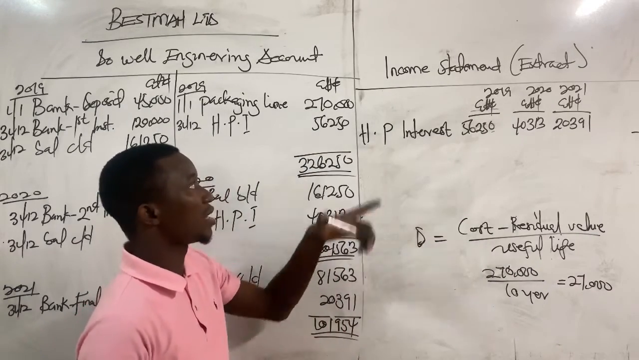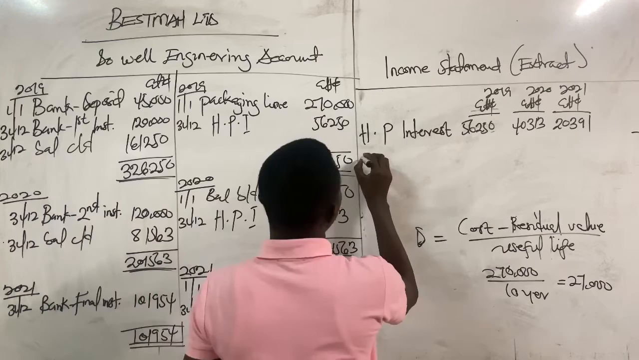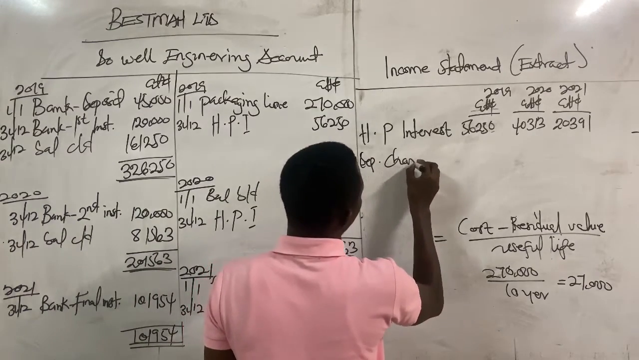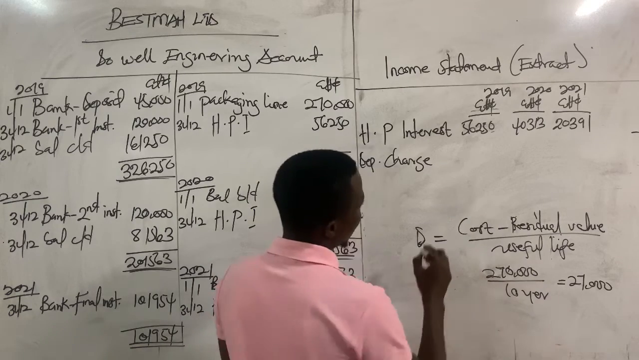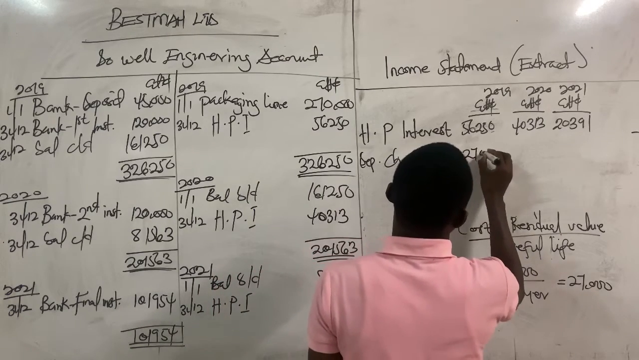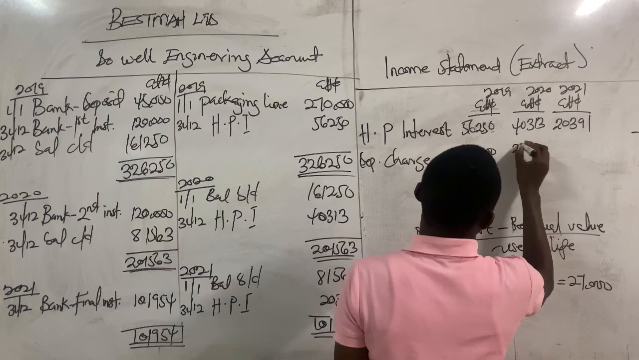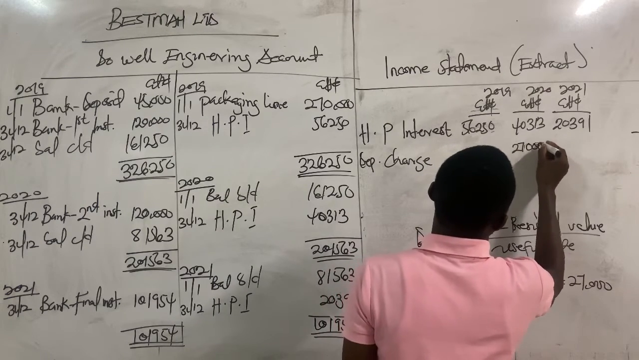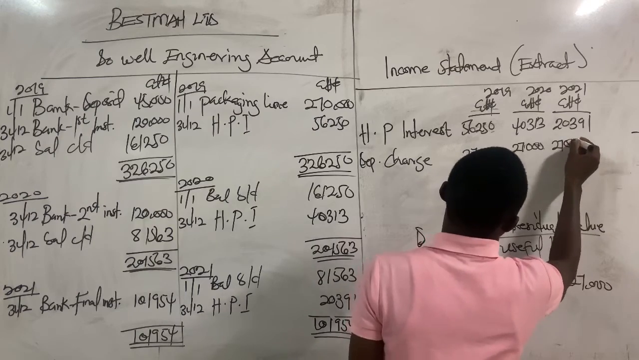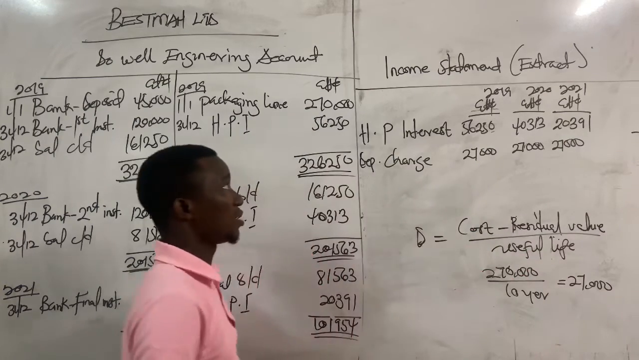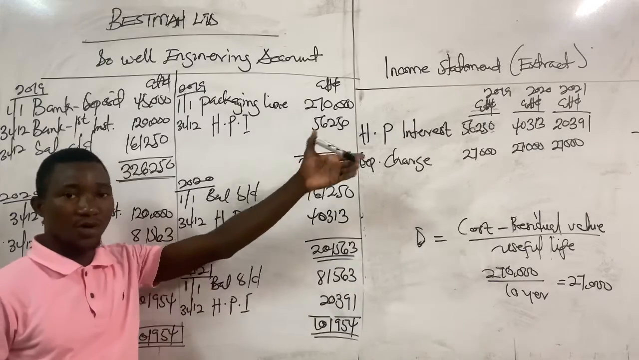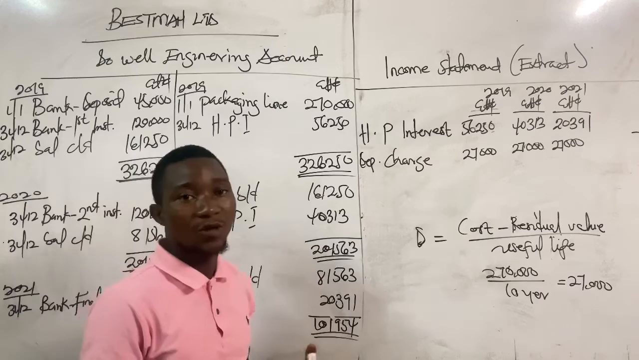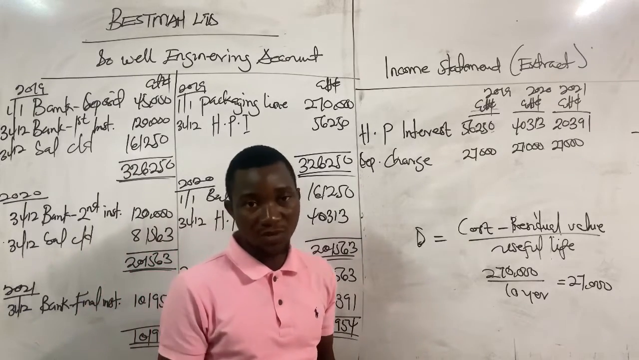So when we come to the income statement, we say depreciation charge for the year is 27,000. And we are done with the income statement extract, because this is just an extract. Is that okay? So now let's look at the statement of financial position extract as well.